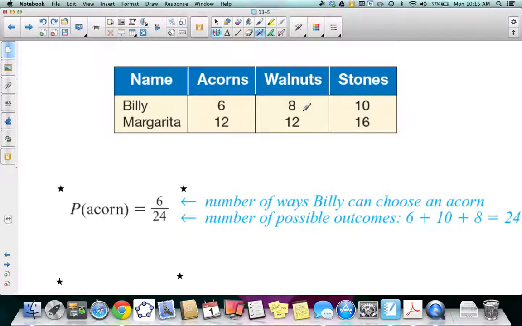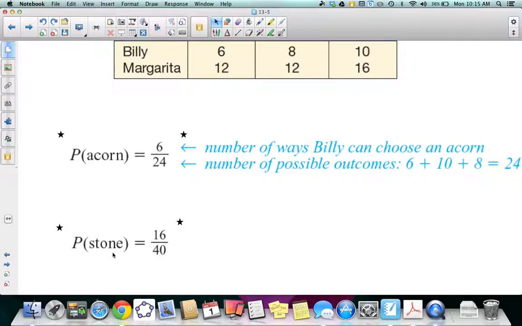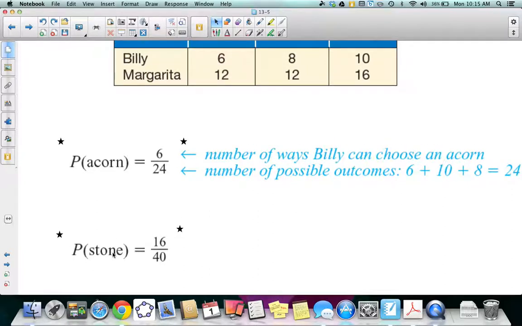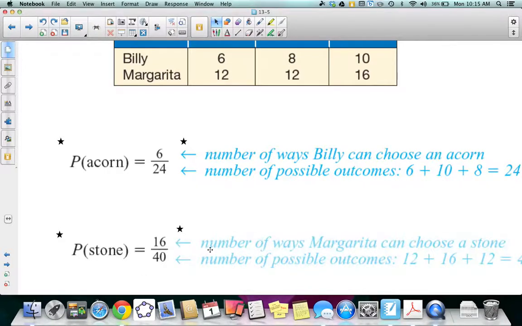On the other hand, let's look at Margarita and see what she has. The probability of Margarita choosing a stone would be 16 out of 40. Why 16 out of 40? Again, if you notice, 16 will represent the number of ways Margarita can choose a stone, which is this number right over here. And the number 40 will be the number of possible outcomes when you add 12 plus 12 plus 16. That will give you 40. And that's how you got 40 right over here.